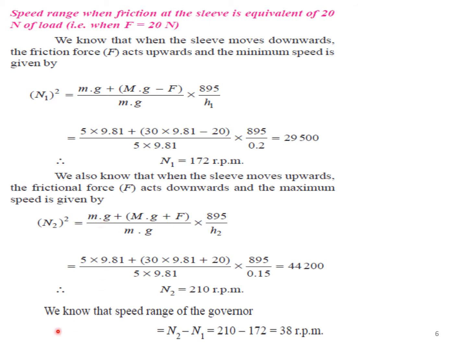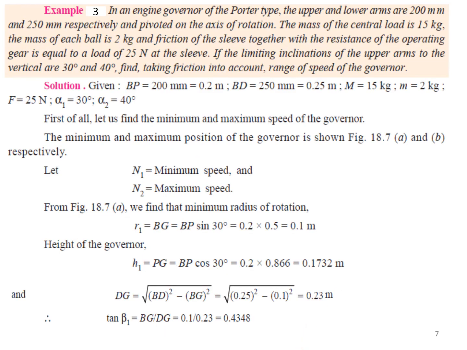Similarly, for the maximum position, N2 square is equal to (m into g plus M into g plus F) divided by m into g into 895 by H2. As I told, for N2 we take it as plus F. So we take all this and find the value of N2 as 210 rpm. N2 minus N1 is equal to 210 minus 172, that is 38 rpm. So this is the range of speed of the governor. Next problem.